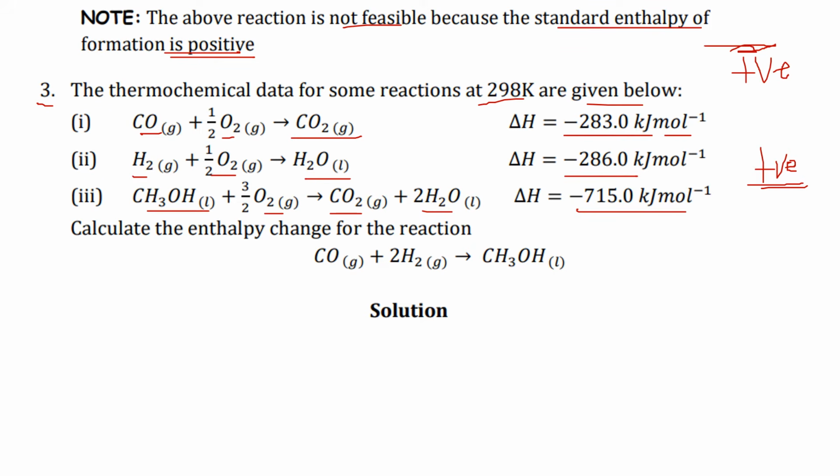Now we are required to calculate the enthalpy change for the following reaction, when carbon monoxide reacts with hydrogen to form methanol. So let's look at the solution according to Hess's law.